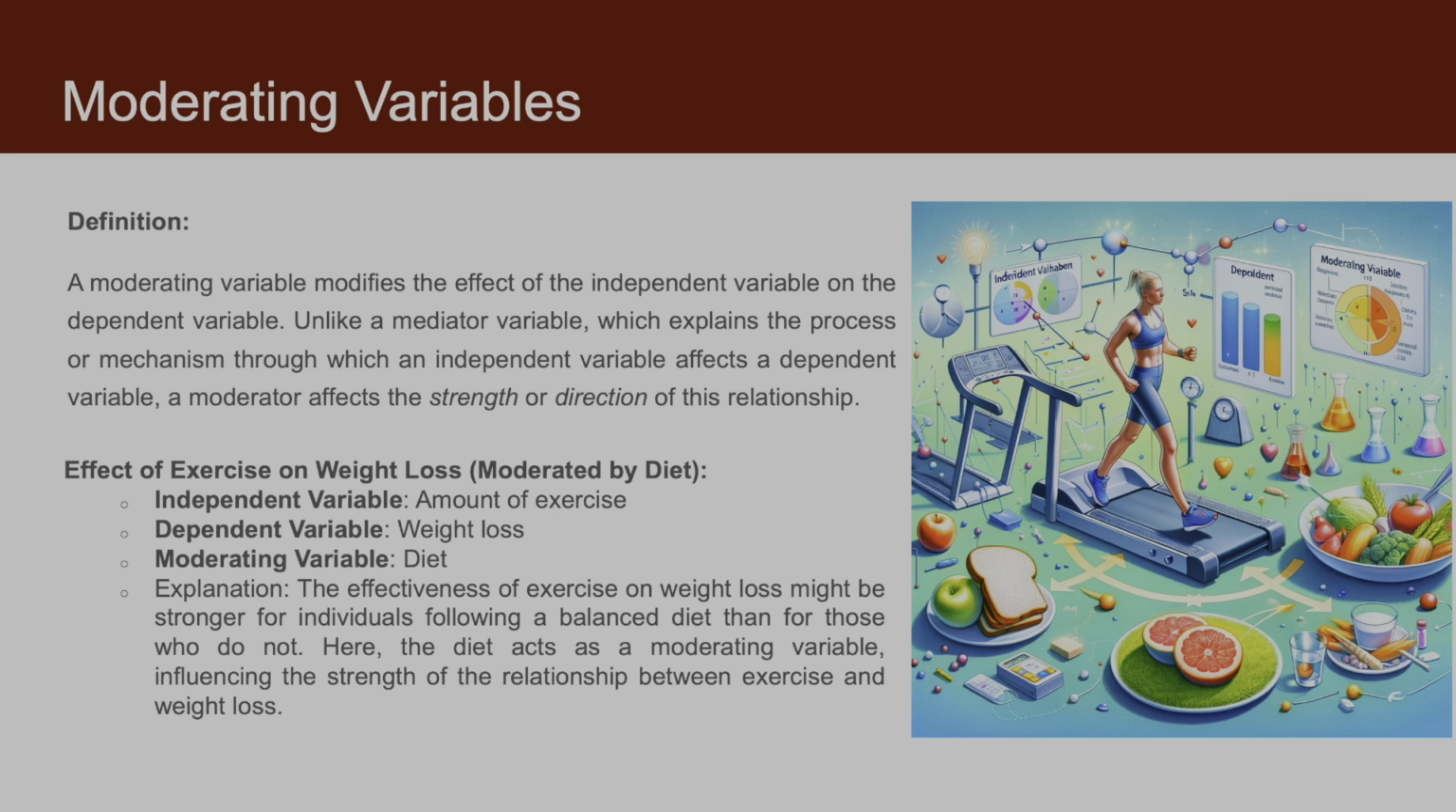To take an example, the effect of exercise on weight loss moderated by a diet. The independent variable in this example is the amount of exercise. The dependent variable is the weight loss, and the moderating variable is the diet. To explain this example, the effectiveness of exercise on weight loss might be stronger for individuals following a balanced diet than those who are not. Here the diet acts as a moderating variable, influencing the strength of the relationship between exercise and weight loss.